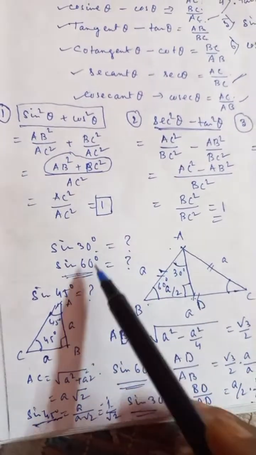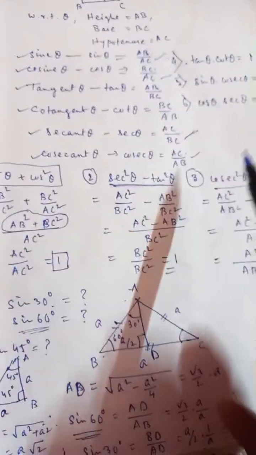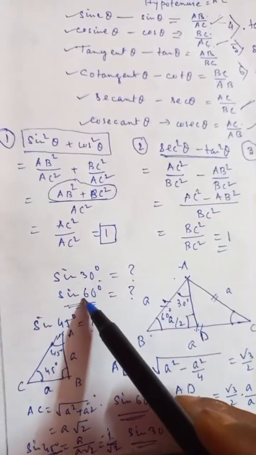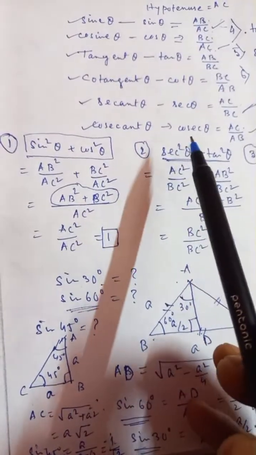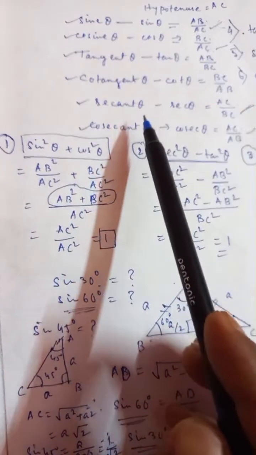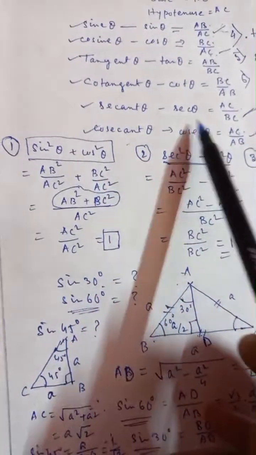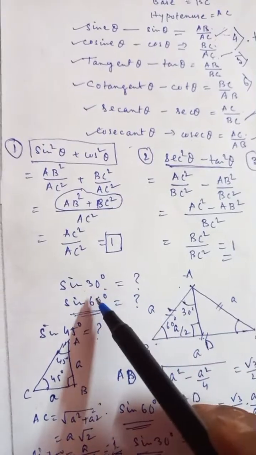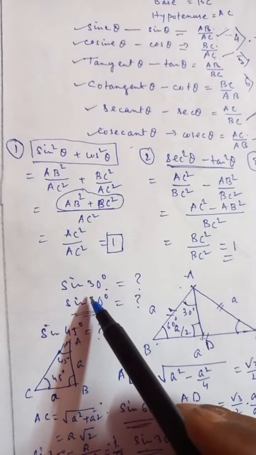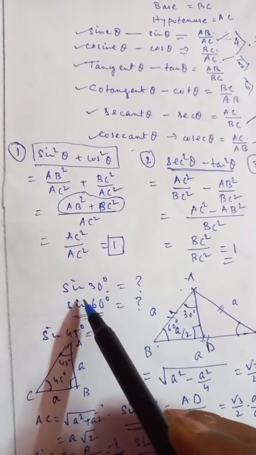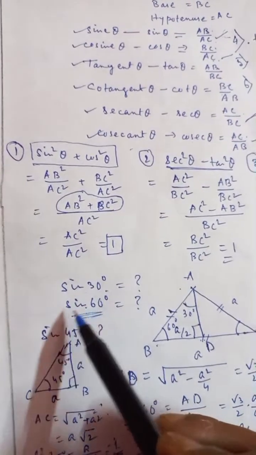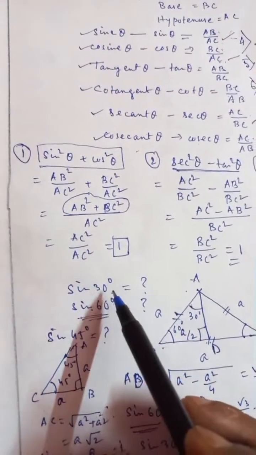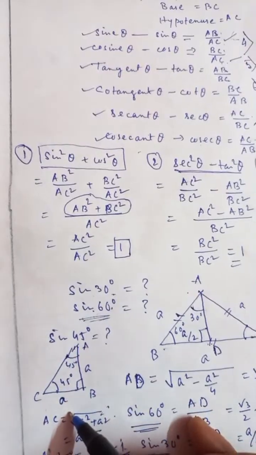If we know these values, then through these formulas we can know the tangent values of 30, 60, 45, and cotangent, secant and cosecant. All these other trigonometric functions can be evaluated by evaluating these two trigonometric functions, sine and cosine. So in this way you can draw a table of values of 30 degree, 60 degree and 45 degree.